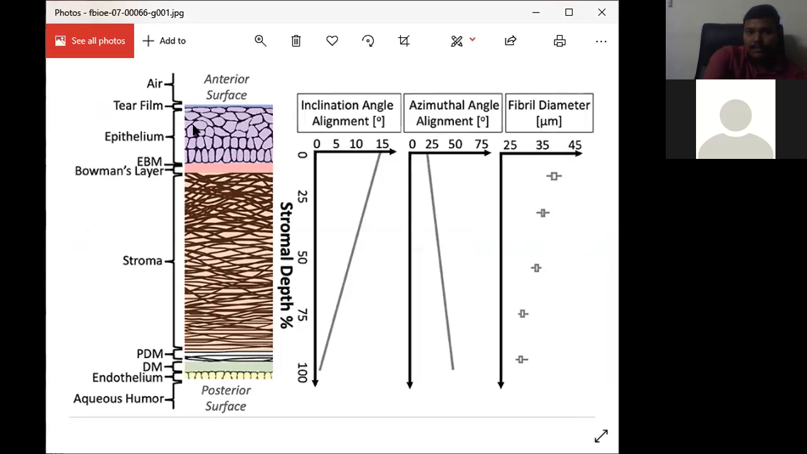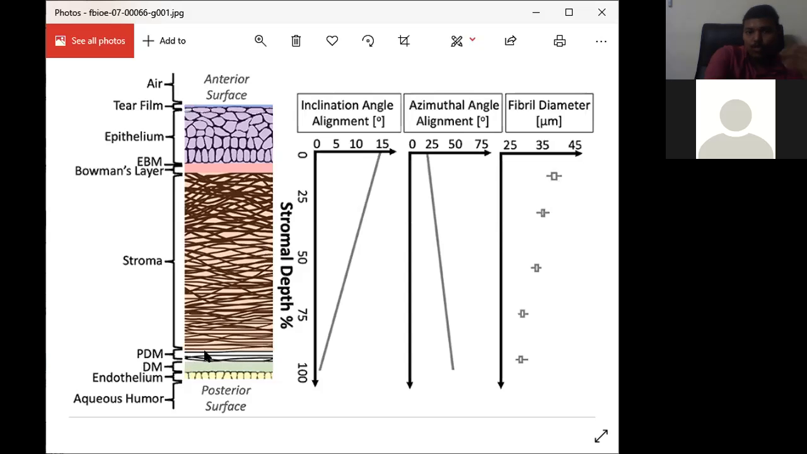The anterior surface, the first layer we will see here, is the tear film. The blue layer is the tear film. Behind that is the epithelial membrane, and then the Bowman's membrane, and then comes the stroma, which is thickening, and at the end it becomes the descemet's membrane.